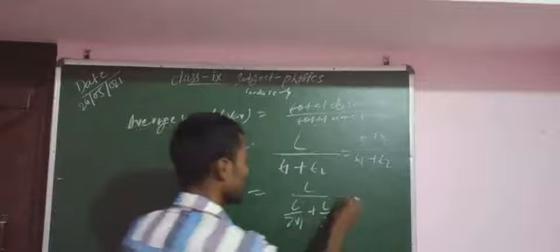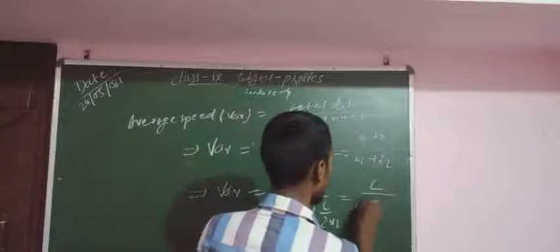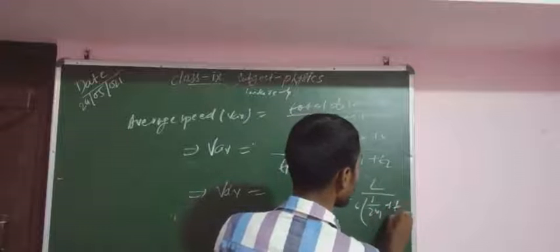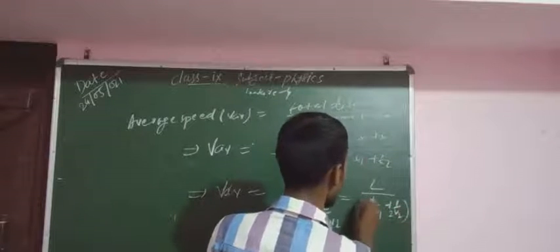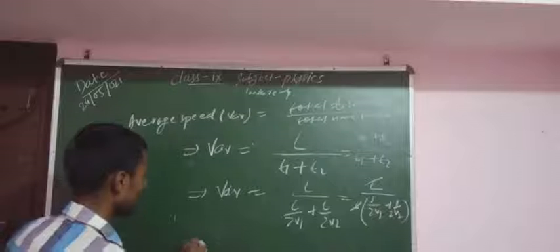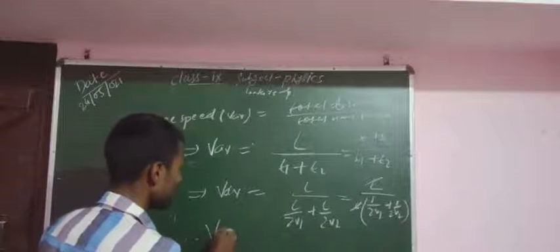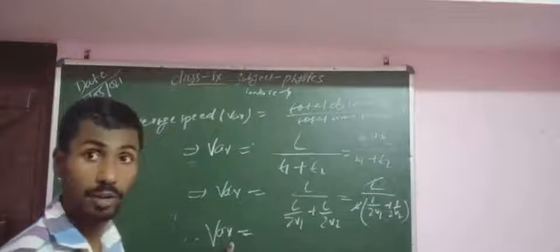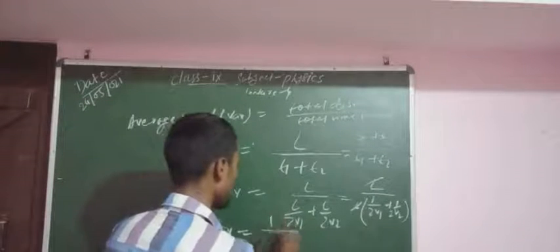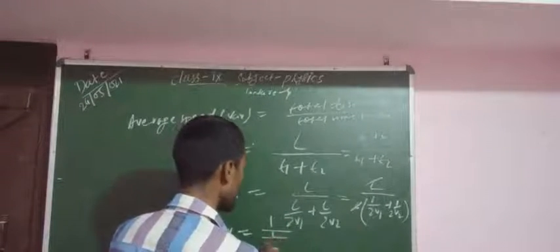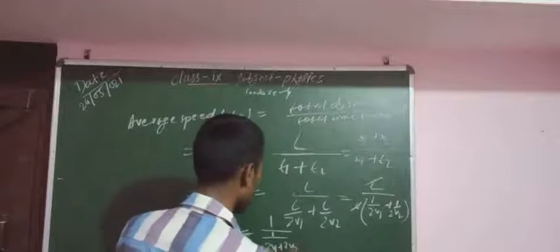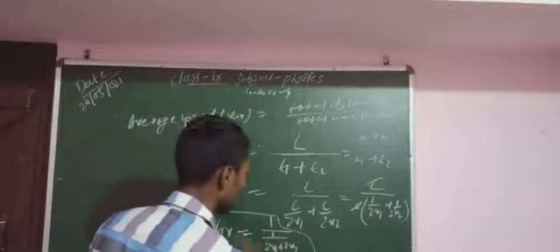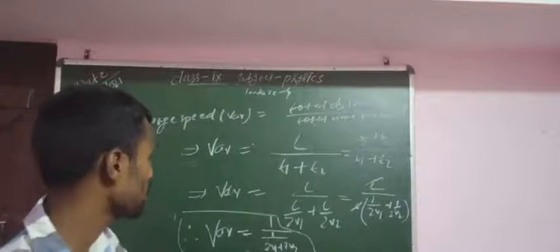So next, if we take L common outside, that means 1 by 2v1 plus 1 by 2v2, and finally the average speed V_AB will be equal to 1 by (2v1 plus 2v2). This is the mathematical formula of average speed.